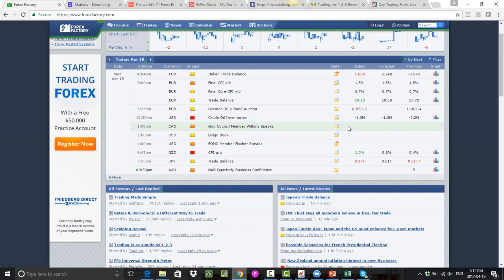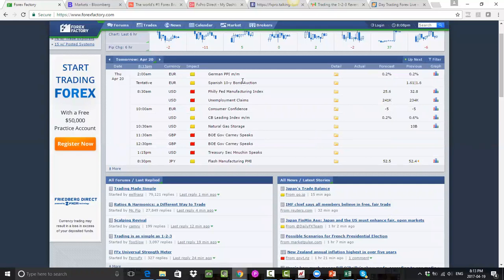Other than that, we had CPI numbers, which is inflation data for the New Zealand dollar, which came out slightly higher than expected. And then the trade balance for Japan is actually negative here. So that's what we are seeing here for April 20th. Nothing, no red news in the UK session. And then going into our New York session, we do have important data here, Philly Fed Manufacturing Index and unemployment claims.